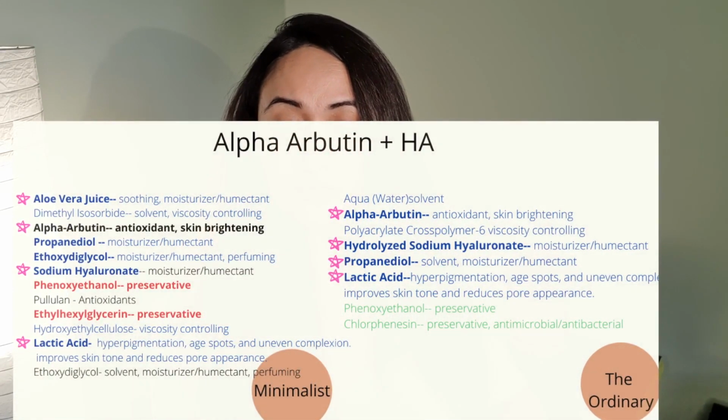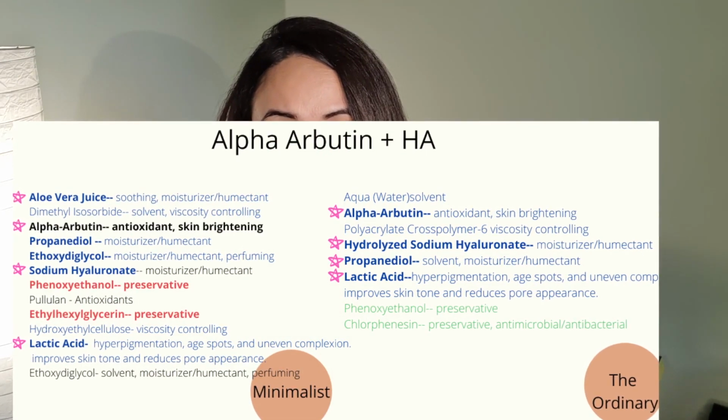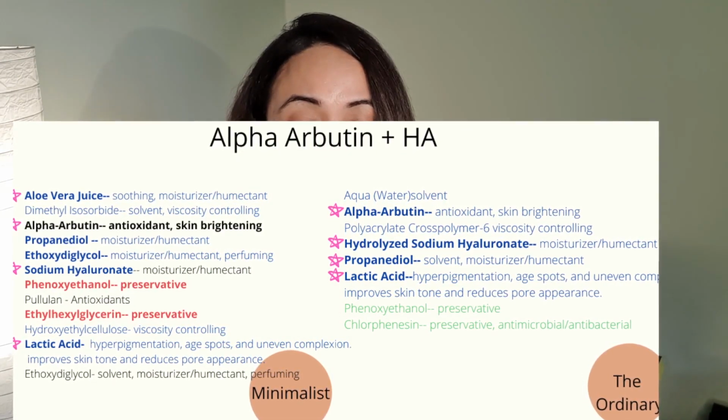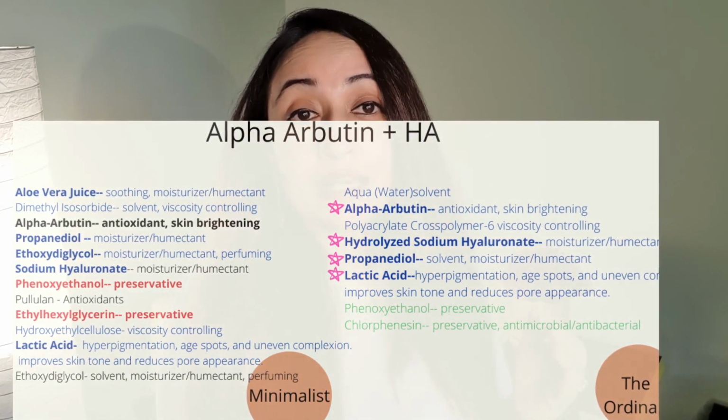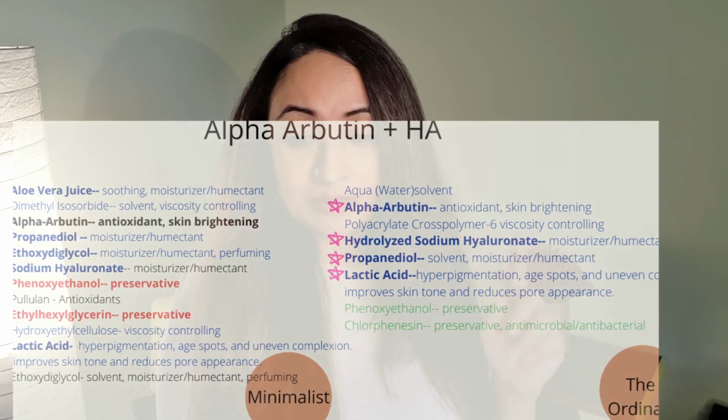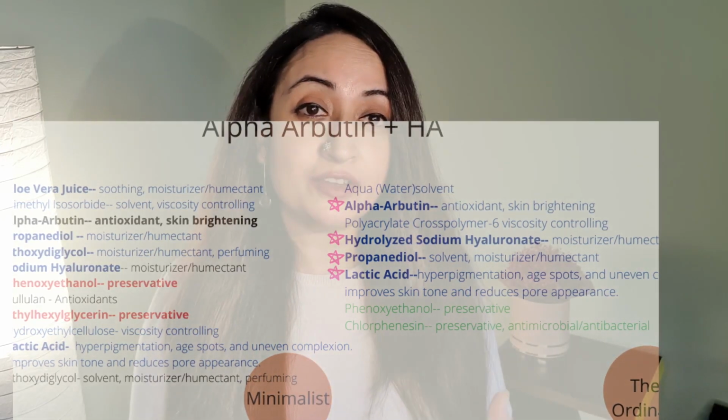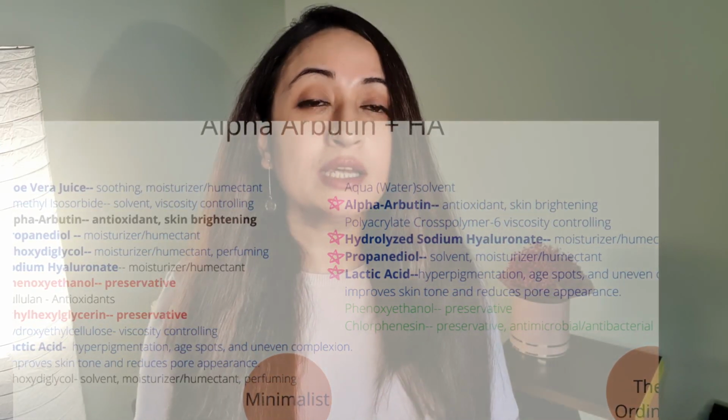Other than that, we also find phenoxyethanol way higher in the Minimalist, whereas in the Ordinary it is way lower. The phenoxyethanol is a good preservative, but it can cause irritation in some skin types. That's important for you to know. So keep in mind, if you're talking about percentages and potency, the Ordinary has the Alpha Arbutin and the lactic acids, the two great actives that we're looking for in this product, way higher as compared to the Minimalist.